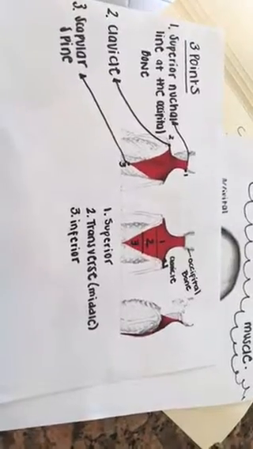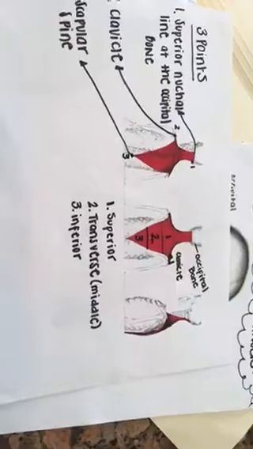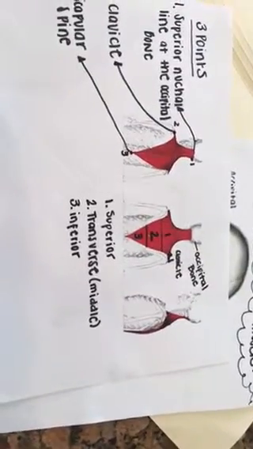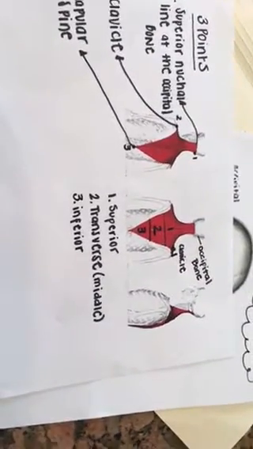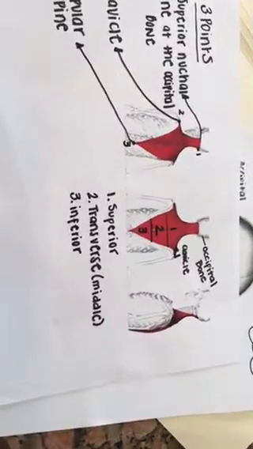The final part of the trapezius muscle, which is right here, part 3, is the inferior part of the trapezius muscle. This part expands from the spinous process of the 5th thoracic vertebrae to the 12th thoracic vertebrae.